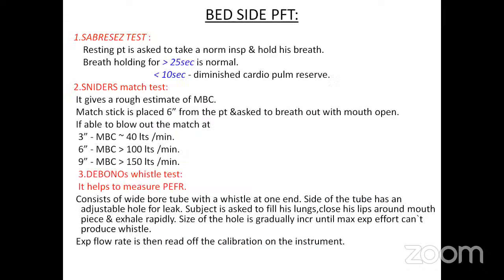There are some bedside PFTs, such as Sabrasez's test or the breath-holding test. More than 25 seconds is normal, and less than 15 seconds indicates severe cardiopulmonary reserve diminution. Snider's blow test estimates the maximum breathing capacity, where a 6-inch flame blow is normal with more than 100 liters per minute, and 3 inches has a maximum breathing capacity of only approximately 40 liters. If we can blow a match from more than 9 inches, we have a maximum breathing capacity of more than 150 liters per minute.